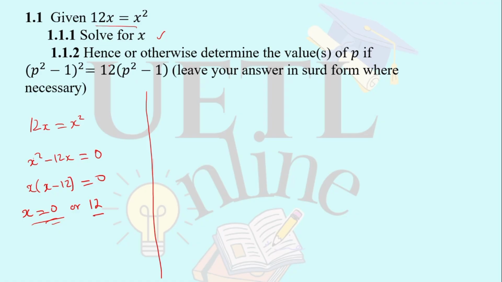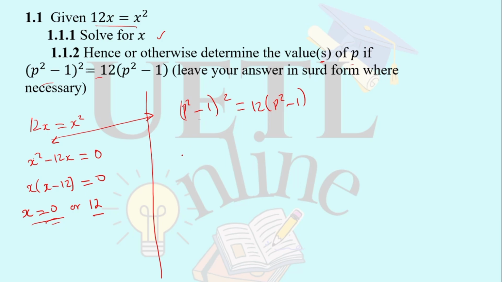Next, this question is just saying that, hence or otherwise, determine the value of p if this. You can see that this function is very identical to this one, so we're just going to do it simple. It is written (p squared minus 1) squared equals 12 times (p squared minus 1). Here you can see that p squared minus 1 is being treated as x. The only difference between these functions is that we have changed x to become p squared minus 1.